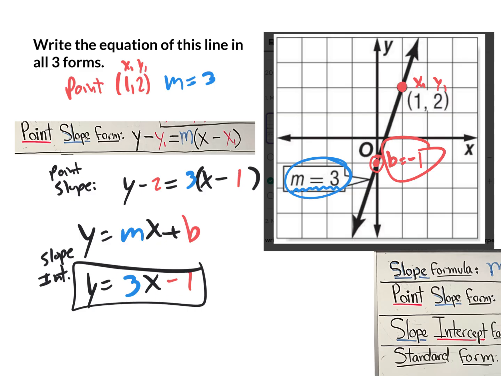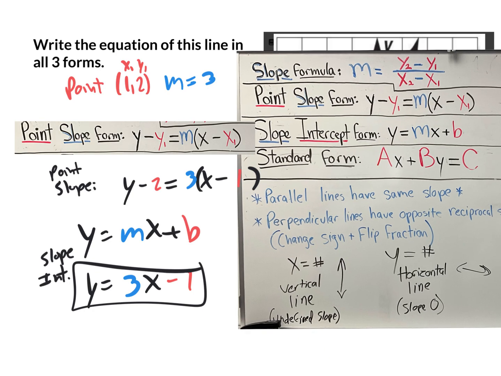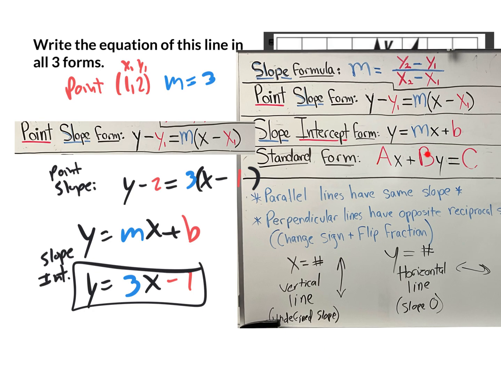And last but not least, if you want to change it to standard form, it is ax plus by equals c. In other words, you want your x's and your y's on the left side of the equal sign. So here's the equal sign. Let's get that x to the left side. All you have to do is subtract the 3x, subtract the 3x. So you'd have a -3x with a plus y equaling the -1. This is standard form.